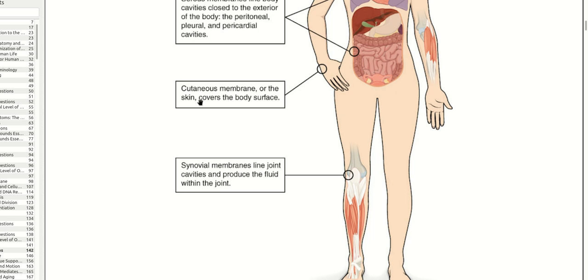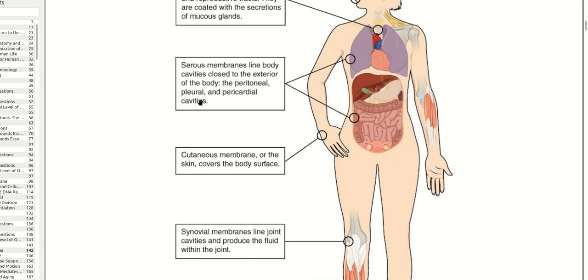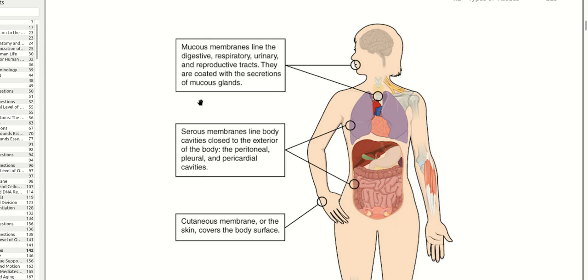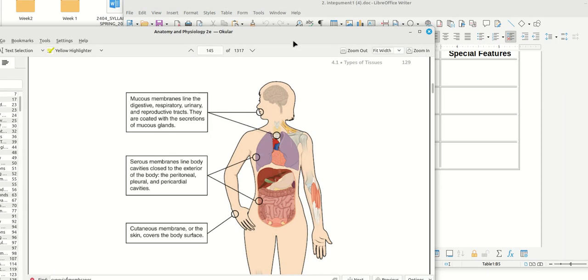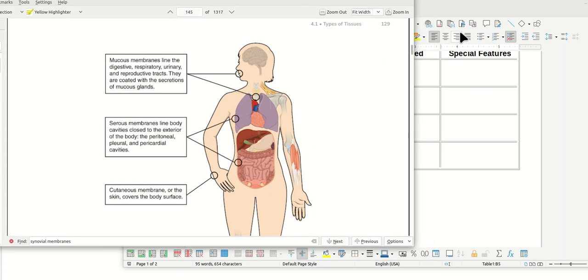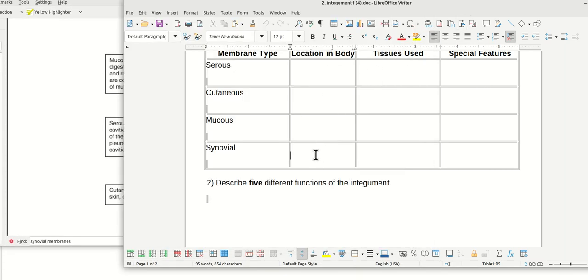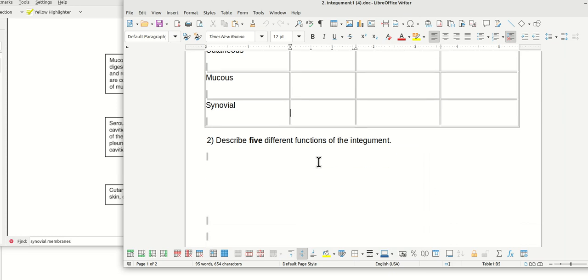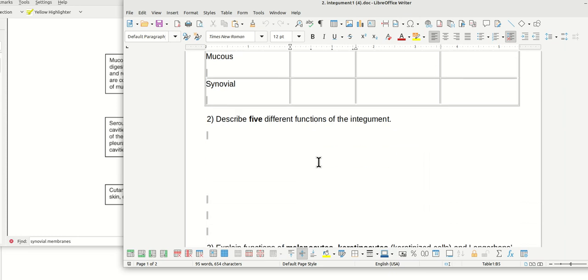The cutaneous membrane is the skin and covers the body. The serous membranes line the body cavities, which we talked about, and the mucous membranes line the digestive system and urinary tract, and they're coated with secretions. So they have mucus glands. That would be their special ability, if you want to say it that way. So you could use this picture. Here's a case where the book works really well, and you can use the book to answer these. Now, 5 different functions. That's right out of the PowerPoints, so I should switch back to the PowerPoints where they give you all those 5 functions of the integumentary system. Physical protection.